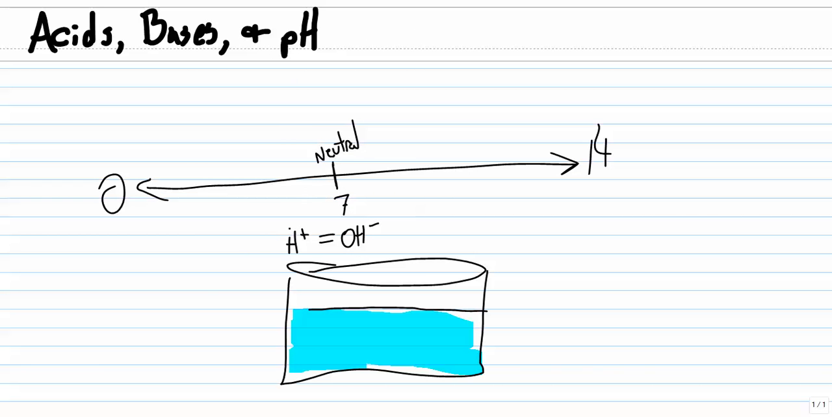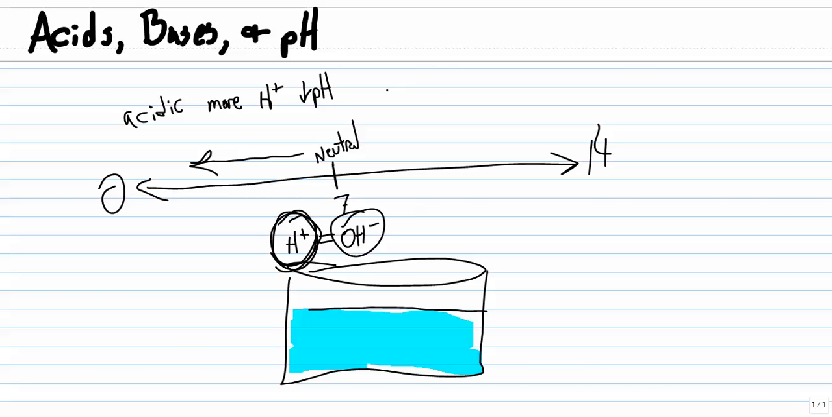So what happens if we have more of one or the other? Well, let's talk about H plus first. If you have a whole bunch more H pluses, then your pH goes this way. Your pH goes down. And we call that acidic. So acidic means more H pluses, and that's a low pH. And likewise, the OH negative, we call that basic. And that means more of the OH negatives, and that means a higher pH. So that's numbers out this way.